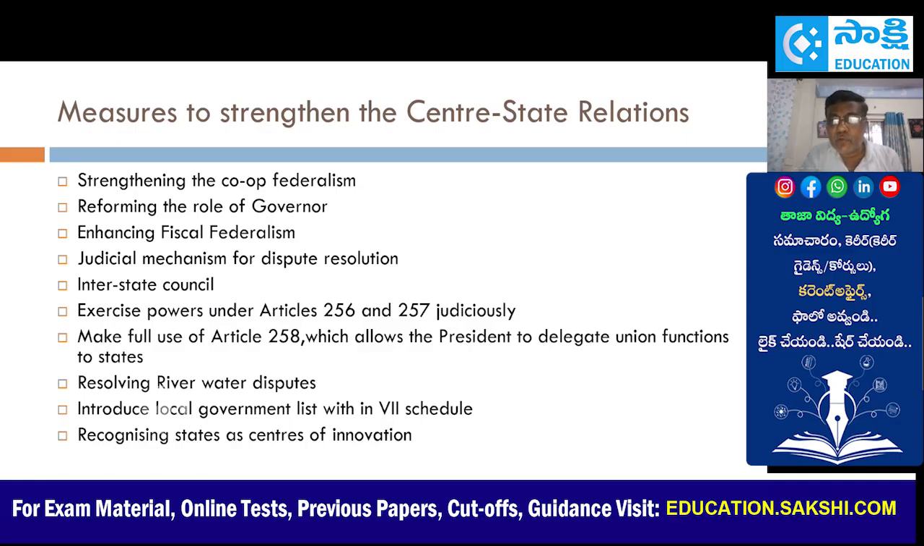You know that we have the Union list and the state list. Now you can expect a local government list also within the 7th Schedule. And we have to recognize the states as a center of innovation and involve them more in the policy making process. Because one of the major criticisms of the Planning Commission was that all the decisions were centralized at the time. So keeping this in mind, NITI Aayog was formulated. Now state governments are also involved in the policy making. Only then can the disputes between the central government and state government be avoided to some extent.